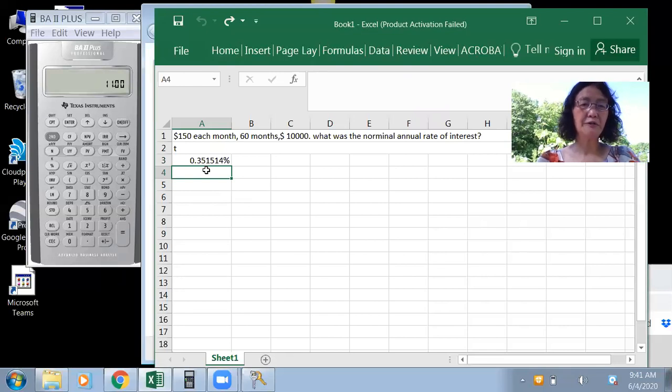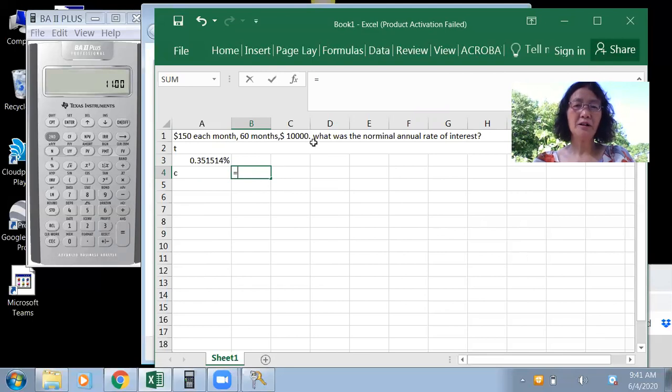Once you get P, you need to figure out what is I. I represents the periodic interest rate. And to figure out I, you need to figure out C. C represents the number of compounding periods per year divided by the number of payments per year. In this example, it is compounded semi-annually, so 2 divided by 12 payments per year. That is number C.